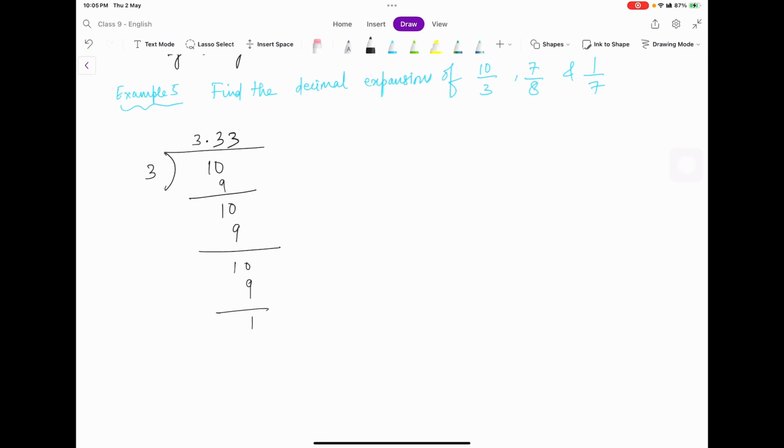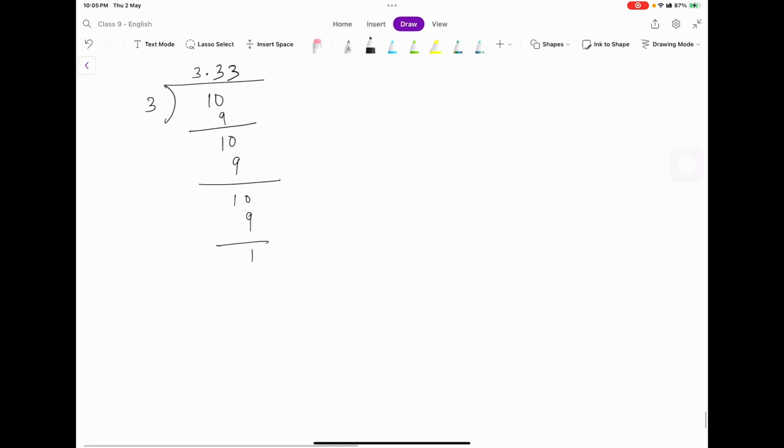The remainder every time is 1 only. Every time, see, this remainder is 1. What is the divisor? It is 3. Understood? This is the divisor, and this is the quotient.